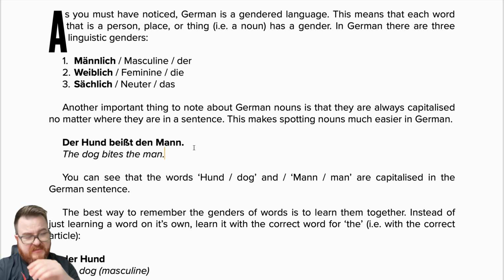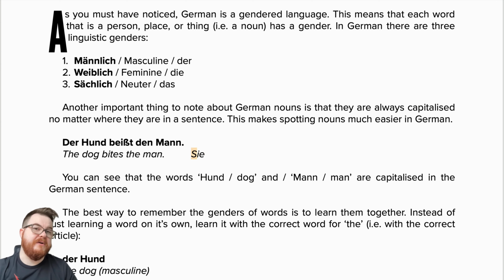This is not the same case for pronouns. So, for example, the word for I, ich, is only capitalized if it comes at the start of a sentence. The only pronoun that gets capitalized is Sie, the formal you, spelt like this. This is the only one that has a capital letter no matter where it is in the sentence. Otherwise, all the other pronouns are not capitalized. But nouns, people, places, and things, are always capitalized. That way we can spot them a little bit easier in German.